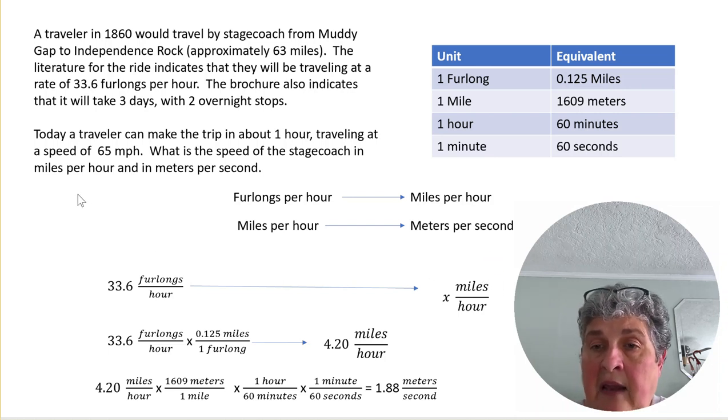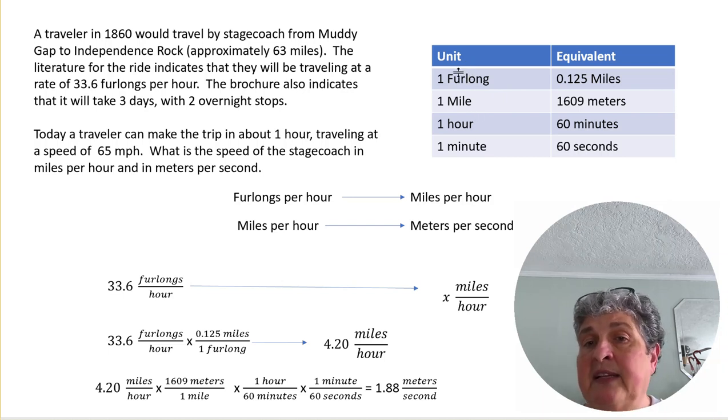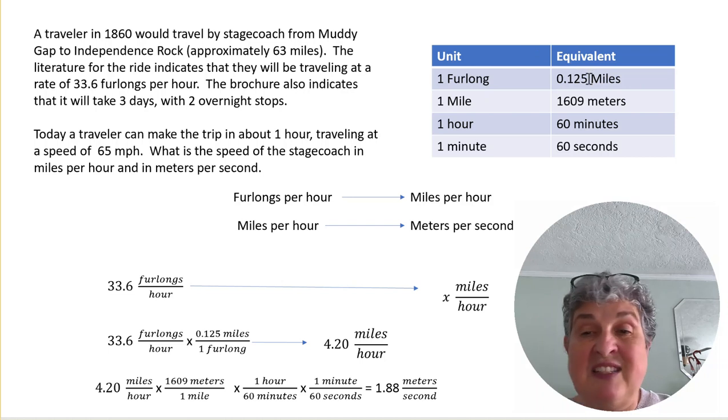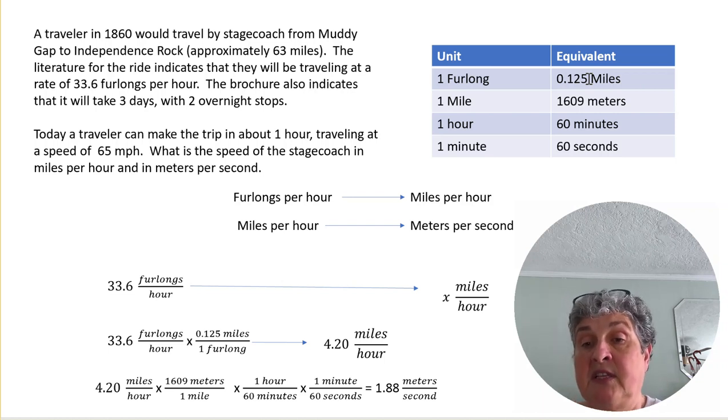This is where my unit analysis comes in with my equivalent statement. So I've got 33.6 furlongs per hour. And here's my equivalent, 0.125 miles. That is 1 furlong. Now, when I do this, this 1 has infinite significant figures. So that's not going to control my significant figures calculation for those of us in chemistry who want to keep track of our significant figures. Because 1 furlong is 1/8 of a mile, we really have an infinite number of significant figures. So in this case, my equivalent statement isn't going to control my significant figures.